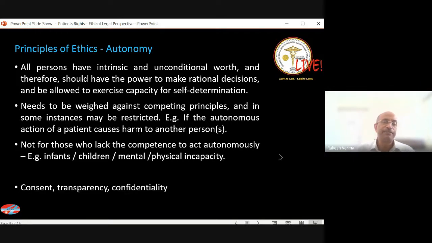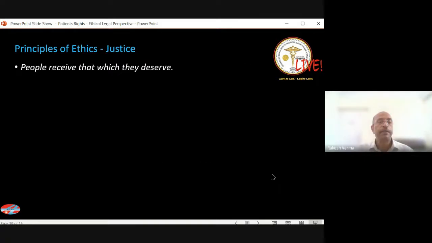The applications of this are when we take consent, when we talk about transparency in our dealing with the patients, and when we talk about confidentiality. The next one is the principle of justice. This relies on the fact that people receive that which they deserve.